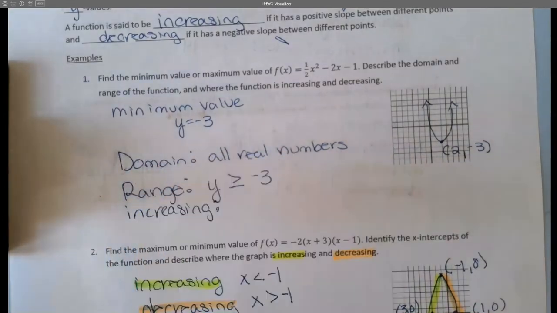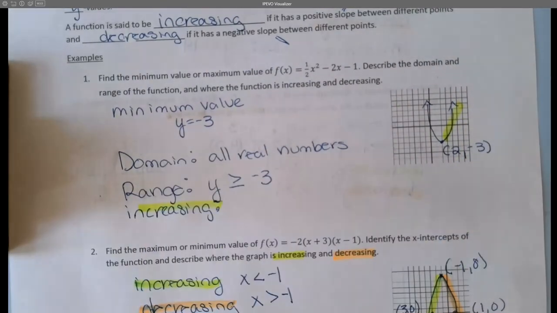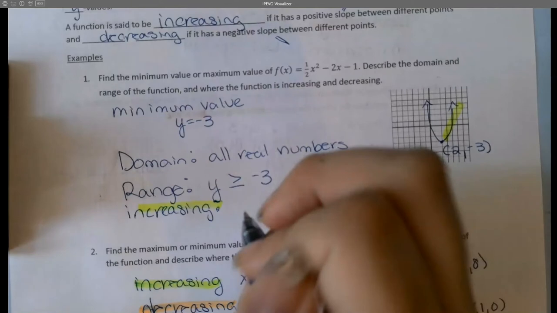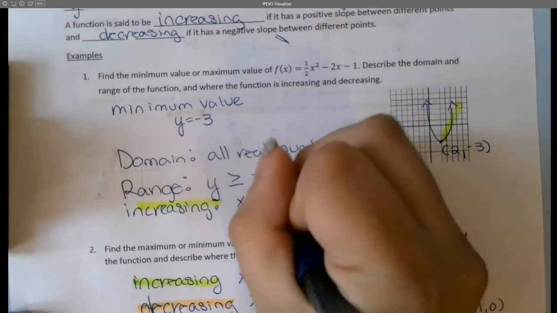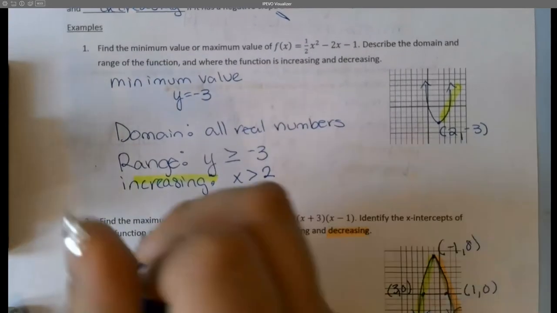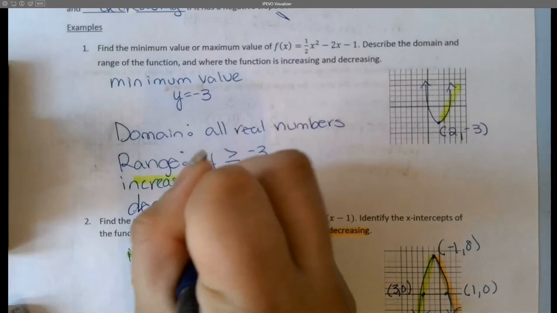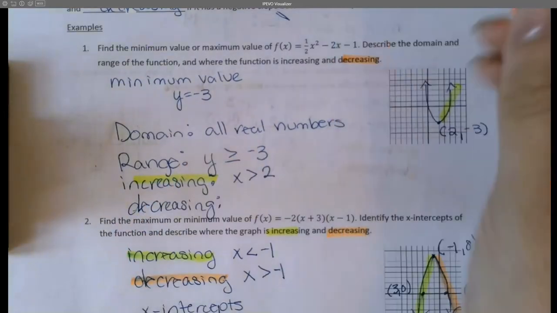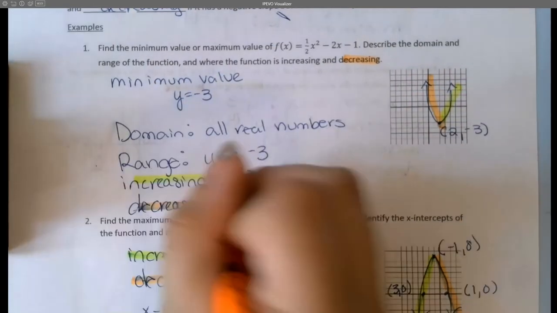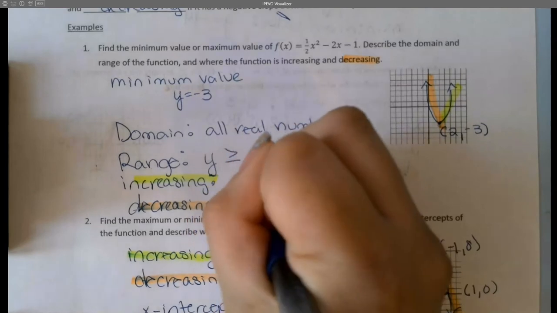So increasing is where I have the positive slope, which on this one is on the right side. So I have x greater than, you always use the number from your vertex here, so 2. And then I also need to find where it was decreasing. And it had a negative slope on the left side. So this is x less than 2.